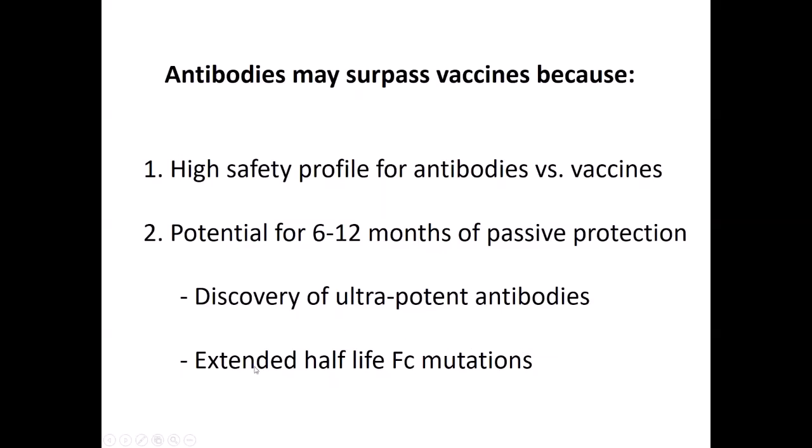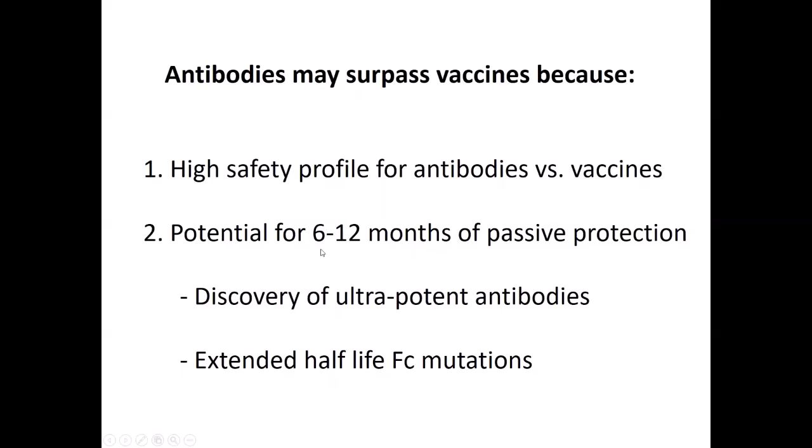MedImmune and Roche and others have developed Fc mutations in antibodies that extend the half-life, and MedImmune has actually shown in humans they can achieve approximately a 90-day half-life. So if you have a 90-day half-life of your molecule, and you find molecules that have a very high level of potency, effectively, the higher you get, the longer your functional protection would last in vivo. And if you can extend that molecule to 90 days instead of a 21-day half-life with mutations, then you can envision having 6 to 12 months of passive protection from an antibody.